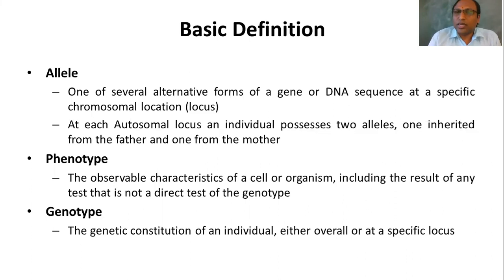Then the phenotype, if you see, is the observable characteristics of a cell or organism, including the result of any test that is not a direct test of the genotype. So what you can see from outside, the different features, plays as a phenotype, and what you see from inside, that is basically the genetic constitution of an individual, either overall or at a specific locus, is called the genotype.